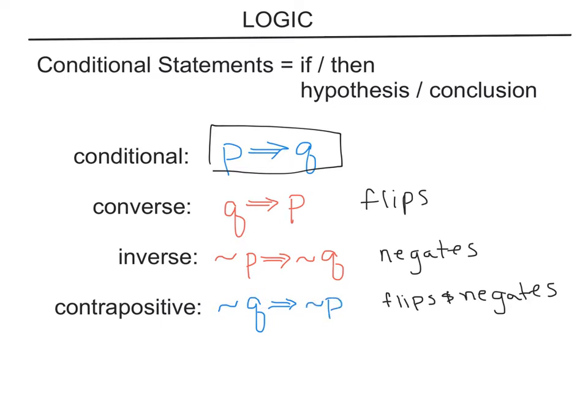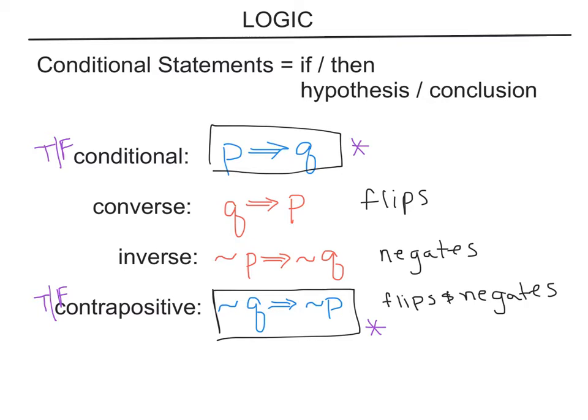Now notice the color combination I did here. I did that on purpose. Why did I go blue, red, blue? Because, and let me maybe box this one as well, if the conditional statement is true, then the contrapositive is also true. If the conditional statement is false, then the contrapositive is false. These two that I boxed are always true and false together. So if one's true, they're both true statements. If one's false, they're both false statements.